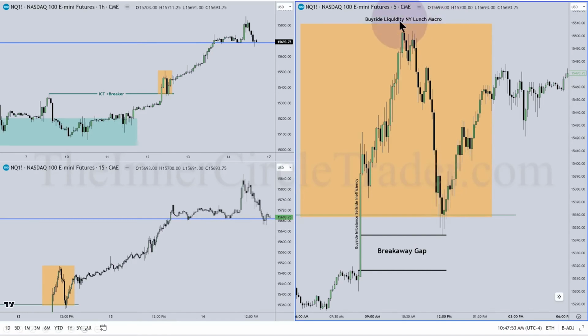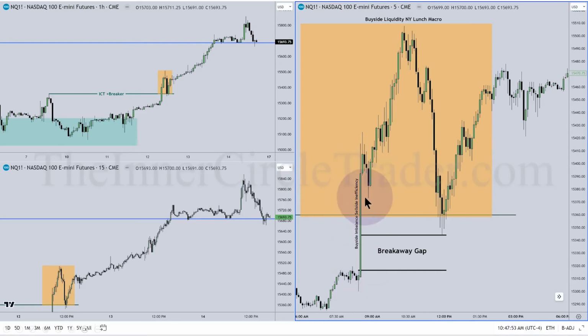Why? What time of day is it? New York lunch macro. So above this high, we have buy side liquidity, and it's entering the time of day where the lunch macro is going to do what? It's going to run for liquidity. Where is the liquidity for this time of day? It's below the lows of the morning right here. This is your swing low right after the news driver hits the marketplace.